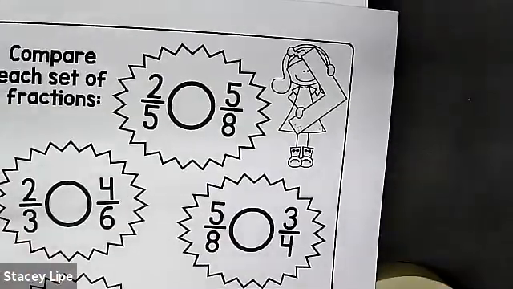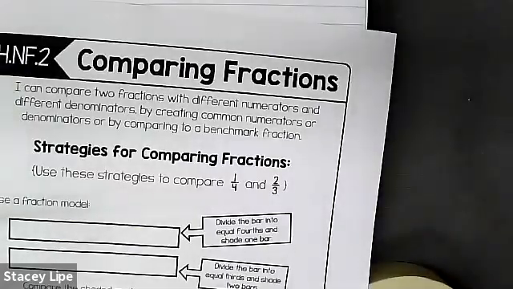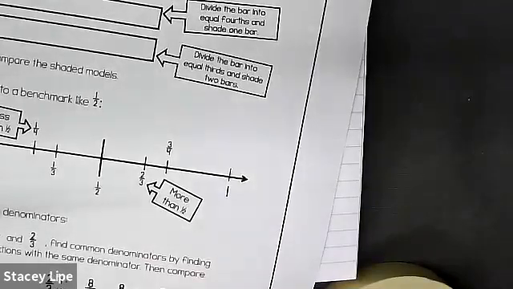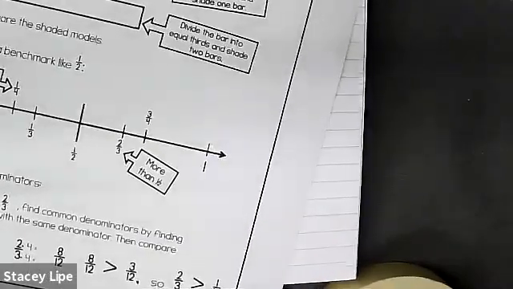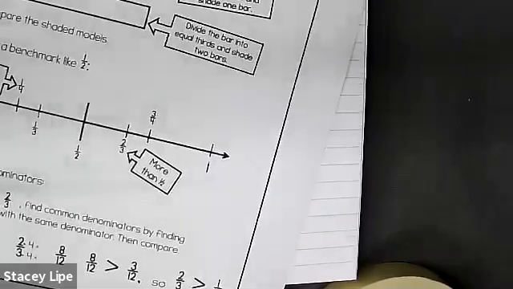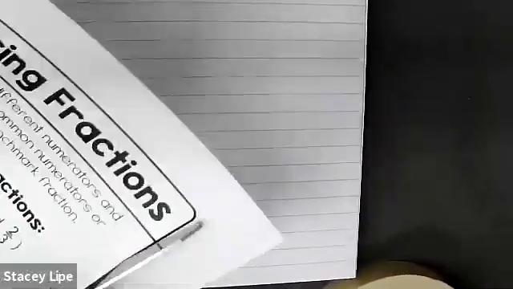All right. So the first thing I would like for you to do is take the sheet of paper that says comparing fractions with 4.NF.2 and cut that out. Go ahead and cut around the sheet so that it can fit inside your journal.